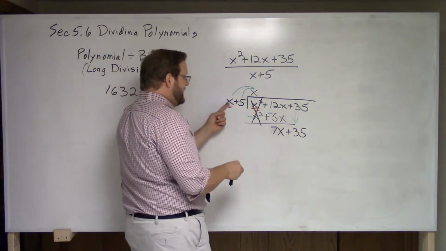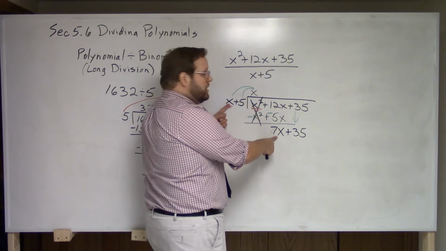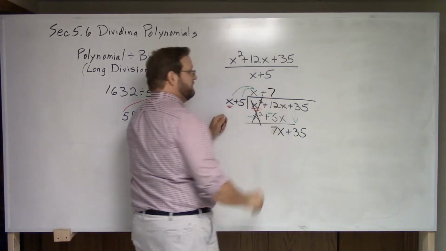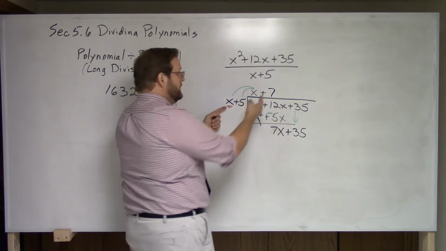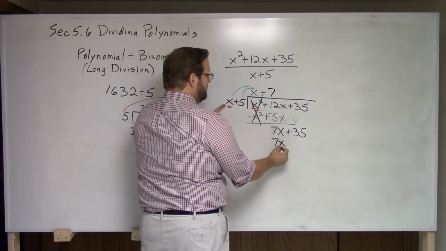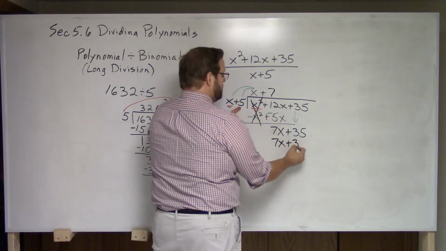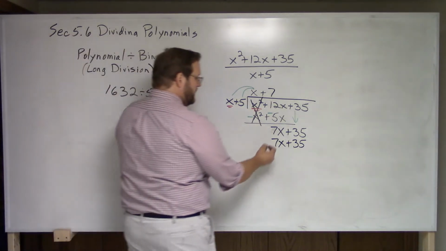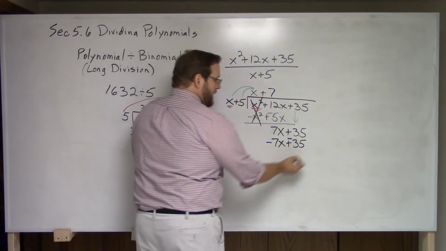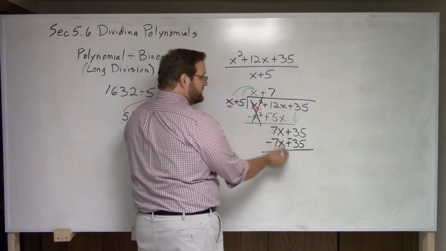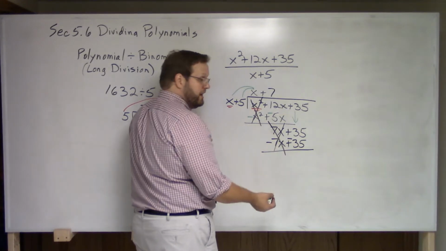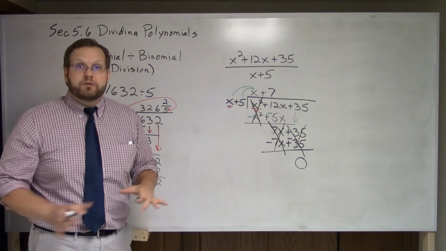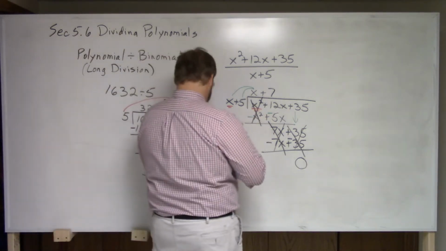Now I want this x to match the 7x. What do I multiply x by to make it a 7x? A 7. Then I distribute. 7 times x is 7x. 7 times 5 is 35. What do I do then? I change the signs. After I change the signs, 7x minus 7x is gone. 35 minus 35 is also gone. I got nothing left. So there's no remainder. This divided evenly, and my answer is x plus 7.